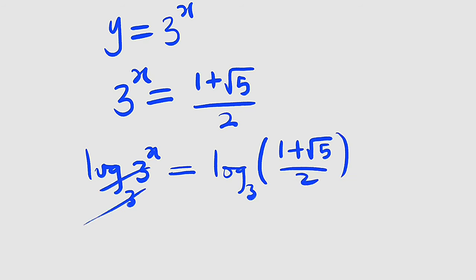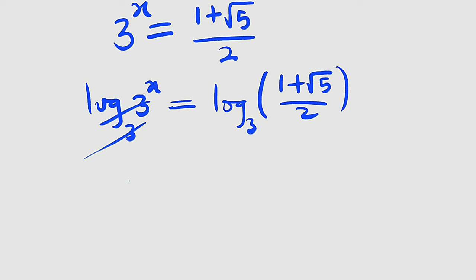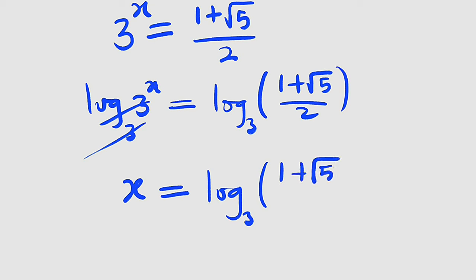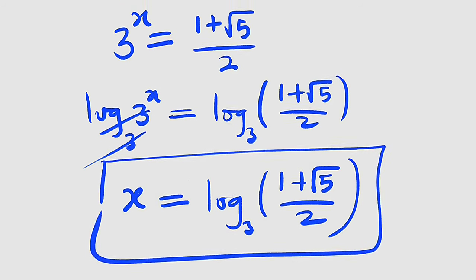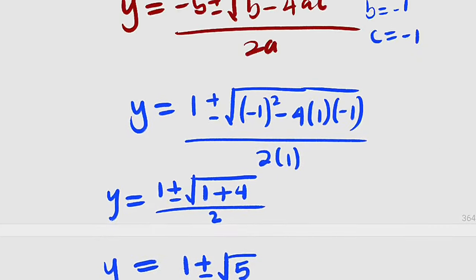From here, this will cancel this. What we have is x. X is finally equal to log to the base 3 of the whole of this, 1 plus square root of 5 divided by 2. And hence this is the real value of x that can satisfy our exponential equation.